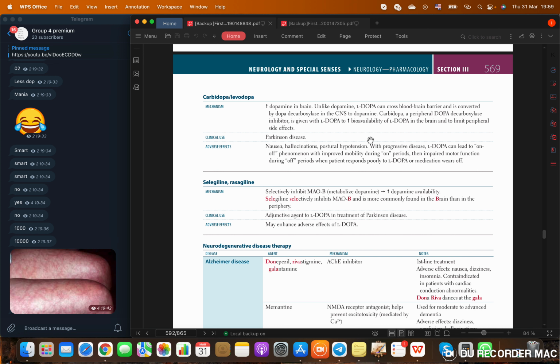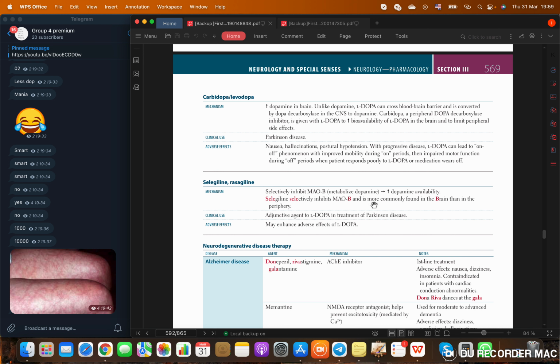The clinical use: it can be utilized for Parkinson's disease. Side effects can include nausea, hallucination, postural hypotension, and with a progressive disease, L-DOPA can lead to an on-off phenomenon. What is an on-off phenomenon? Basically, when you give the patient the medication, his symptoms will improve. But soon after, the medication will start to wear off, meaning that after some time, the medication will stop working. That's the on-off phenomenon. Then impaired motor function during the off period, when the patient responds poorly to L-DOPA or the medication wears off.